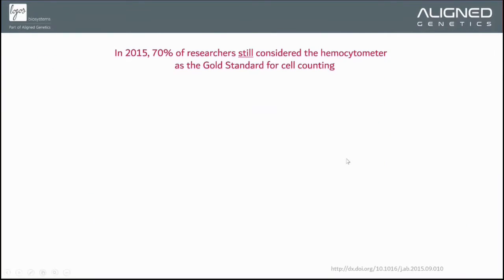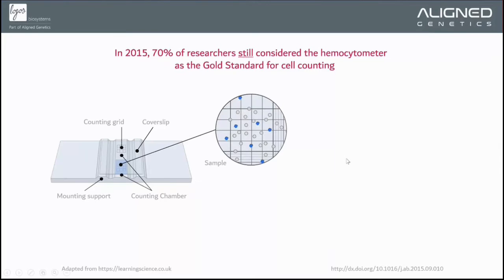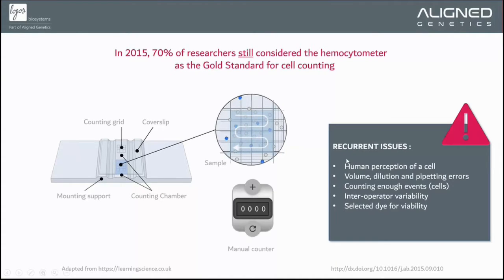But did you know that about 5 years ago, still 70% of researchers considered that the hemocytometer was the gold standard for counting? As we probably all know, a hemocytometer is composed of the mounting support and a cover slip. Then you load your cells and you count them with the grid as a reference. This is a very old method which was created more than a century ago, and this is still used by many, many labs. But it has a lot of recurrent issues.